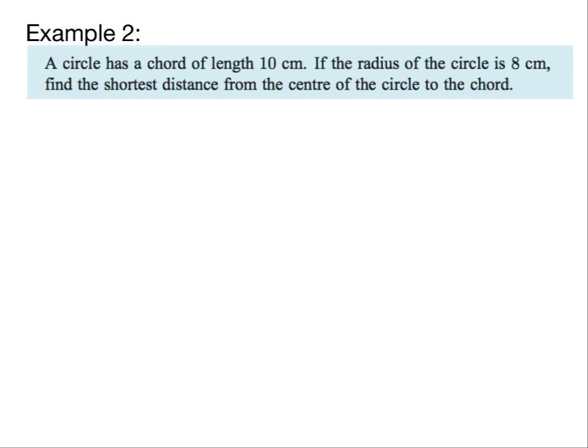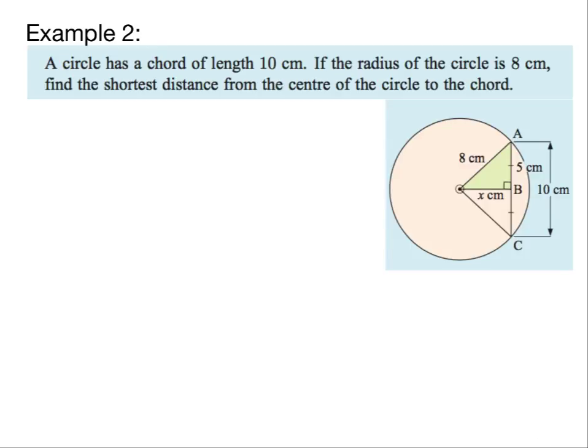In this diagram, I'm going to label my chord AC, and my chord AC is going to be 10 centimeters long. Then I'm going to draw the radii that hit the 2 ends of the chord, and they're each 8 centimeters long. And I want to find the shortest distance from the center of the circle. Now you have to know from previous experience, the shortest distance is always the perpendicular distance. So I'm looking for the perpendicular distance from the center of the circle to the chord, which I've labeled here as x. Now remember that the line we draw from the center to the chord always bisects the chord.